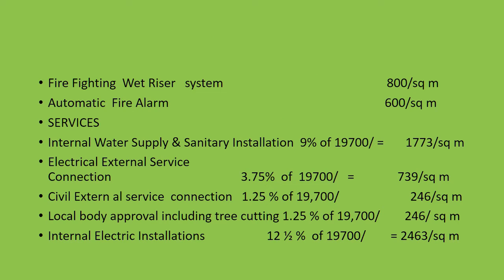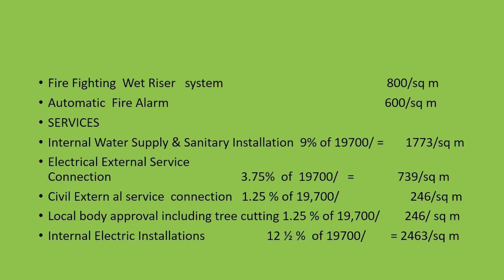Firefighting wet riser system, it is 800 per square meter. Automatic fire alarm, 600 per square meter. Services, internal water supply and sanitary installation, it is 9% of 19,700, which is equal to 1,773 per square meter. Here see 9%, it's a very high rate. It is because of the special superior specification in the water supply arrangements.